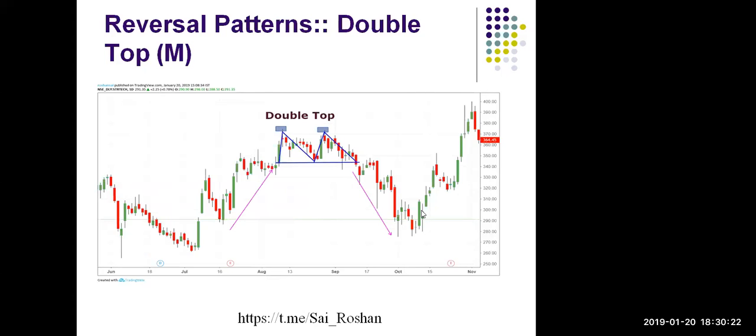I think I have four more patterns, and I'll quickly talk about trend lines. I think it would take another 15 to 20 minutes. I hope it's okay for all of you. Okay. Any questions, by the way? Okay, let's move on.